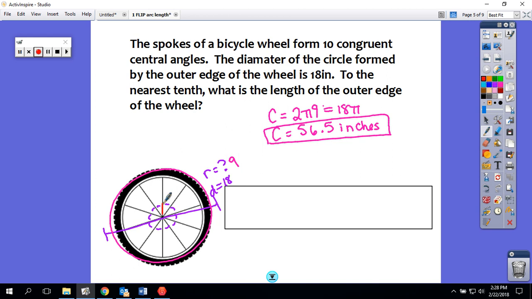So what if I only wanted to know this length of tire? Well, that's arc length. I need to know the measure of this angle. Well, if that's 10 congruent angles, we know all the angles in a circle add up to, hopefully you know, 360. And if there's 10 of them that are the same, each one of these is going to be 360 divided by 10. So 36 degrees for each of these central angles. So the arc is 360.